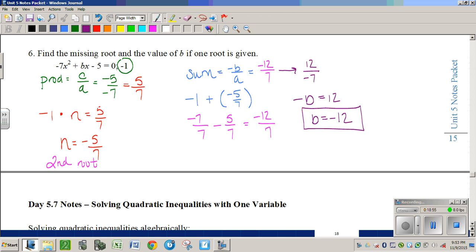Okay? And there's a couple different ways that you can check these on your calculators too. You can graph them on your calculator and then find your intersect function, find your solution. So there's a couple different ways you can check them on your calculators.